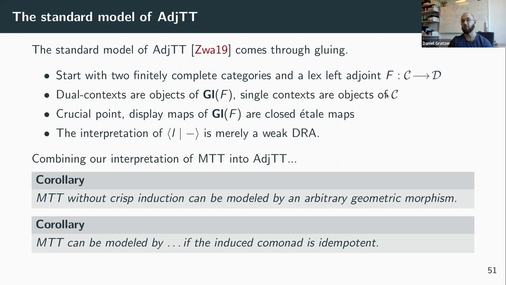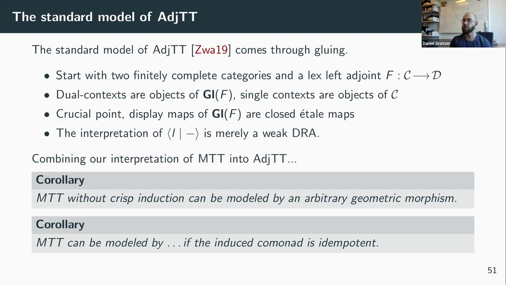And the sort of wrinkle that makes you only have a weak DRA, which is the interesting bit for us, is that display maps in the gluing category are not arbitrary maps. They're maps that come from D, the closed étale maps in particular. And so this distinction of what display maps we have in glue F means that the interpretation of L is only a weak DRA, even semantically, which is interesting.